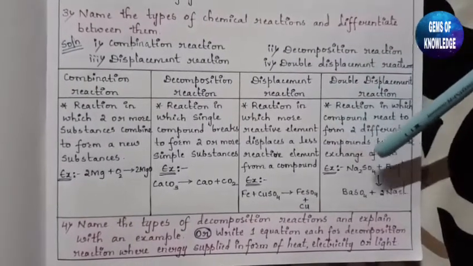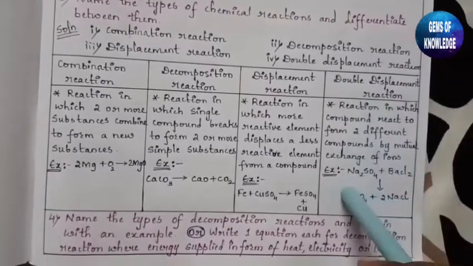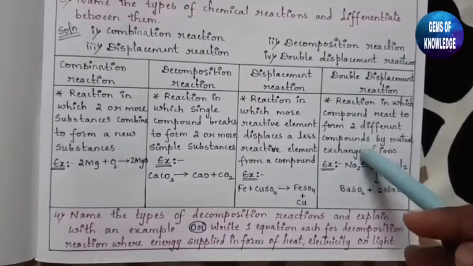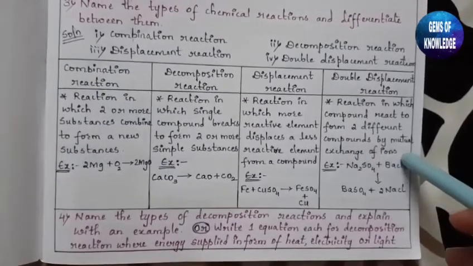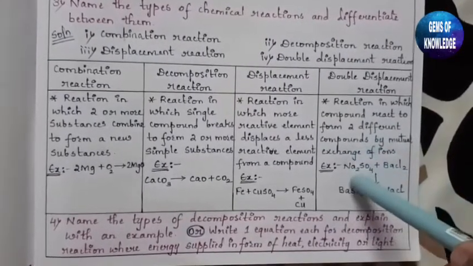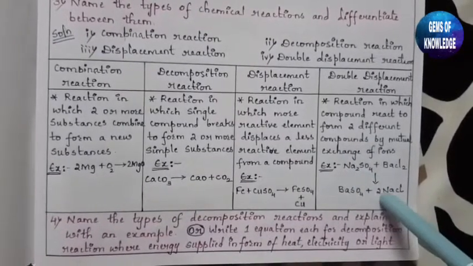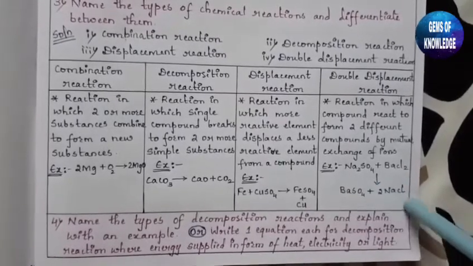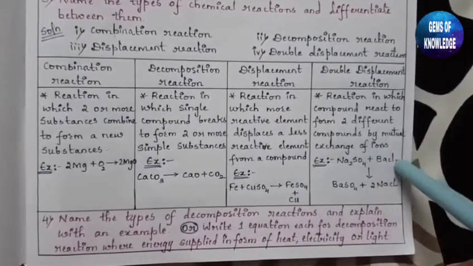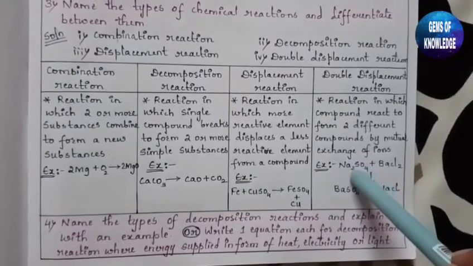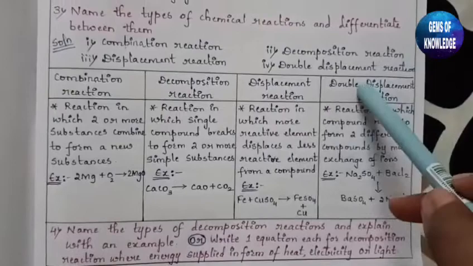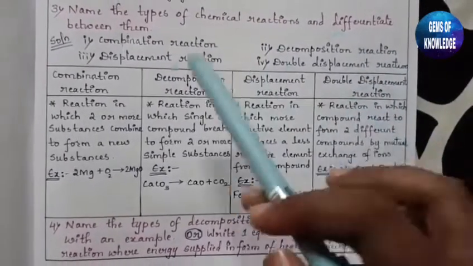Here you can see 2 different compounds formed by mutual exchange of ions. Na2SO4 is given, which is sodium sulfate, plus barium chloride. Here the sulfate and the barium exchange their positions. After the exchange, the Cl will take the place with Na, so you are getting 2 NaCl, that is sodium chloride, and this SO4 will go and settle with Ba, that is barium, and form barium sulfate, BaSO4. This SO4 settles with Ba and this Cl settles with Na. So 2 times displacement is taking place, so it is called a double displacement reaction. I hope this question is also cleared.